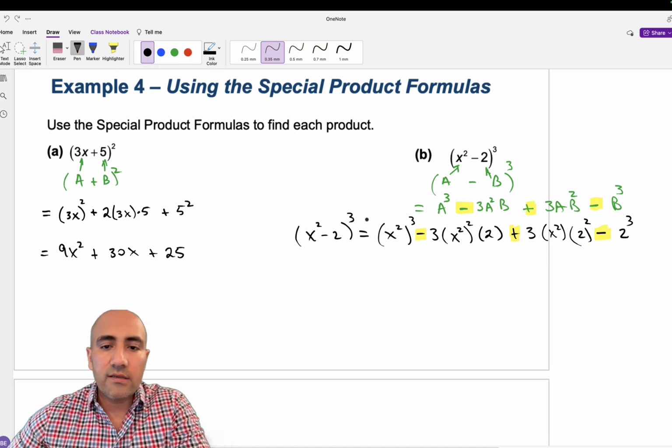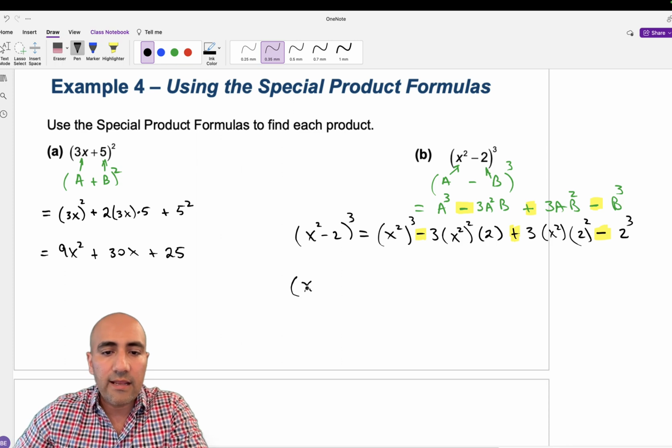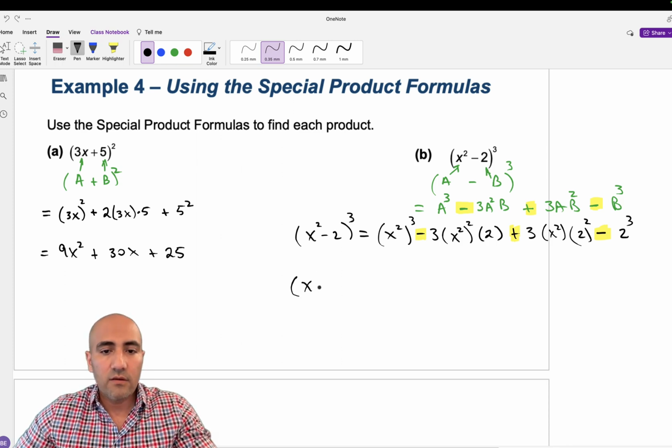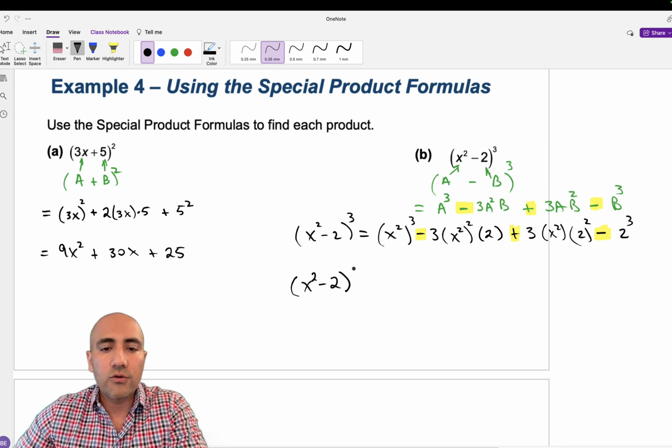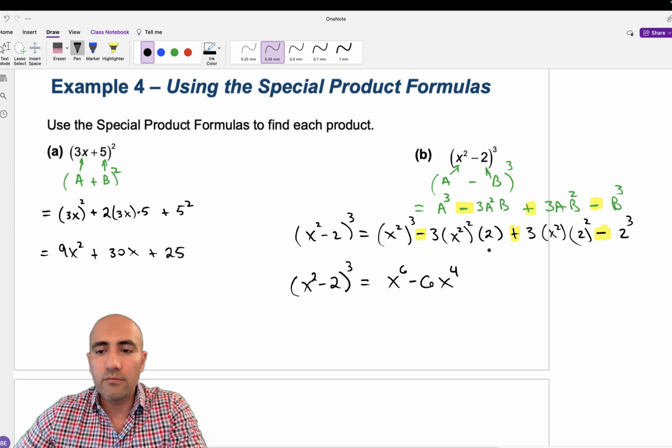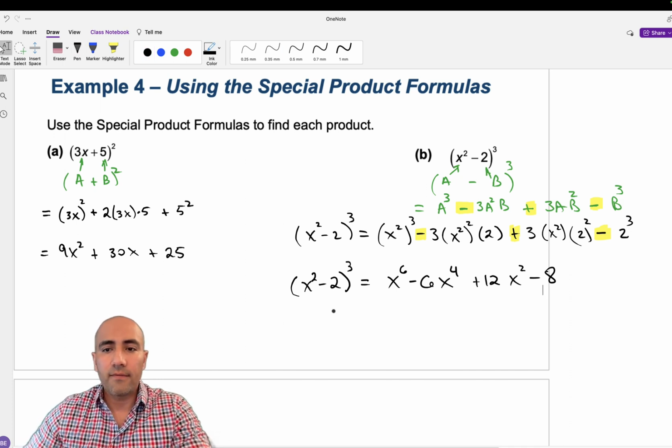And so now we can simplify this whole statement and say that (x squared minus 2) to the power of 3 is x to the power of 6 minus 6x to the power of 4, that's this term. And then 3 times 2 squared makes it 4, times 3 makes it 12, plus 12x squared, minus 8. So there's our answer.